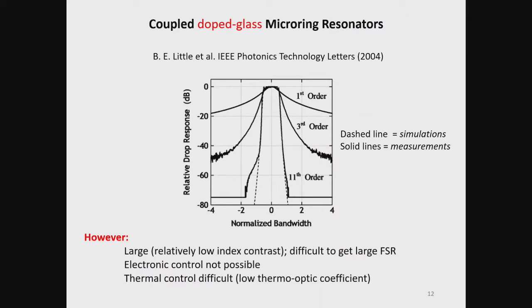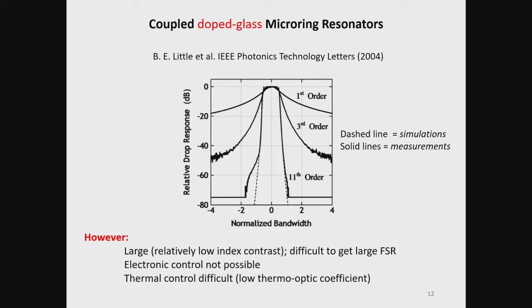Before us, there was Brent Little's research and company, Little Optics, showing that for a first-order filter, you simply don't get enough contrast, or you get some contrast, but you may like to get more. But if you can go to a third order, and these are measurements, and by the way, an 11th order, you get much more contrast. But these are glass filters. So what does that mean?